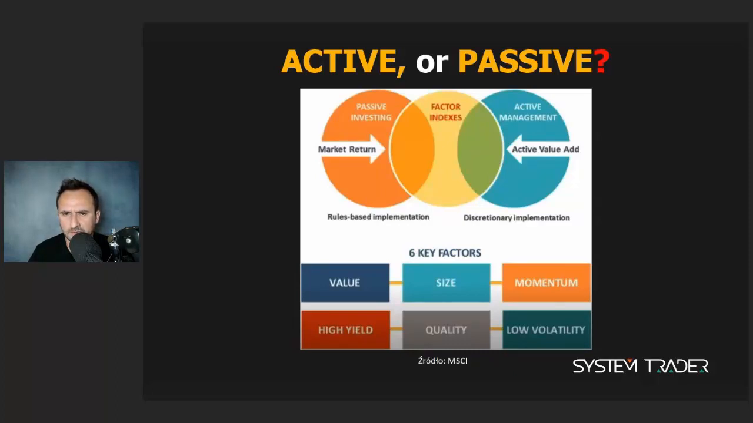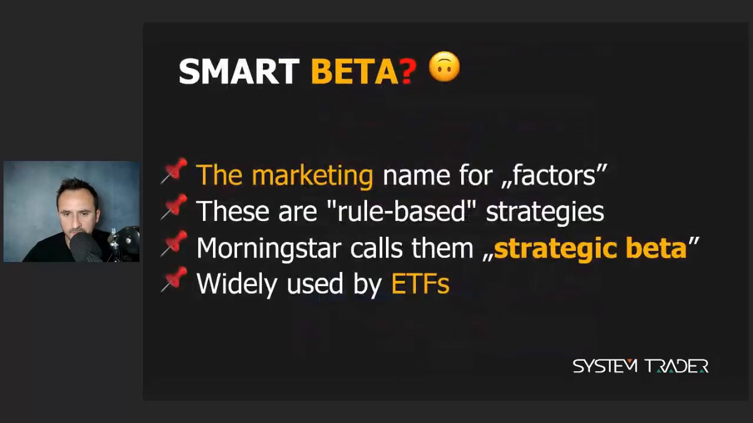And what are these factors which can help us construct different indexes, not based only on capitalization? Here are 6 factors, which I will talk about a bit later in the next videos. We have value, size, momentum, quality, low volatility, and high yield. I will discuss these factors more soon, but now I would like to mention smart beta.